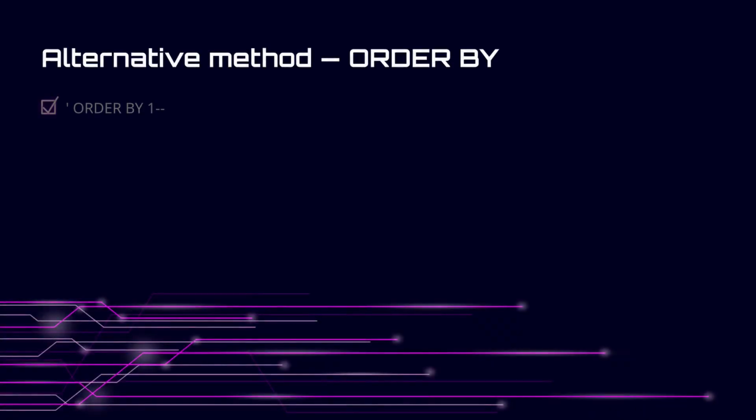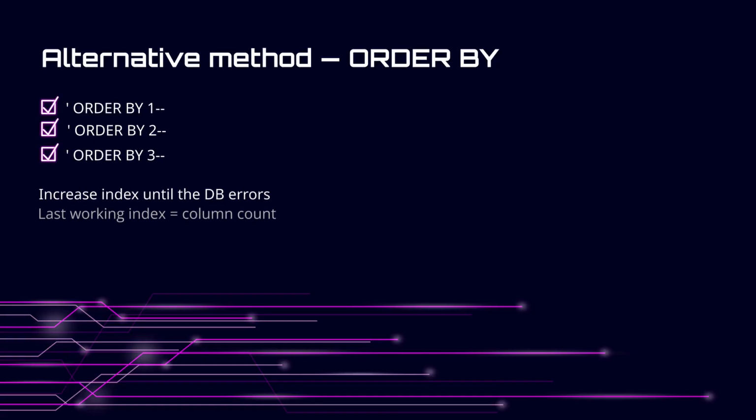Another simple technique is order by. Append order by 1, then order by 2, and so on. When the database errors, you've exceeded the column count, and the last working index equals the number of columns. This is a handy alternative to the union nulls approach. In the next video, I will show you how this attack works using an example from a PortSwigger Academy lab exercise.